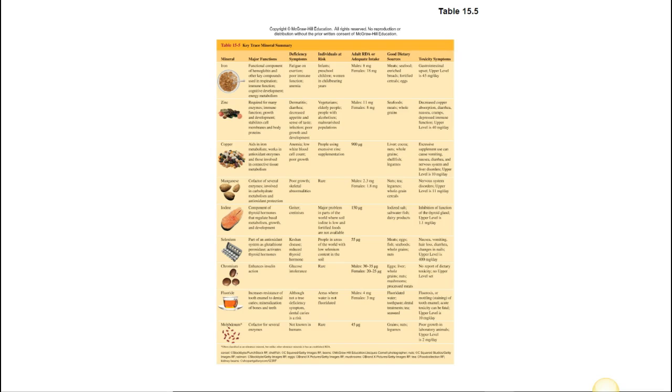This table I know is a little bit small, but if you look at it in your book, table 15.5, you see this nice summary of the trace minerals, including their major functions, deficiency risks, the amounts required, although you don't need to know those, but also good sources and potential toxicity symptoms as applicable. So a great overview. That might be an easy way to review some of the major details about each of the trace minerals. And so I encourage you to take a look at that in your book.